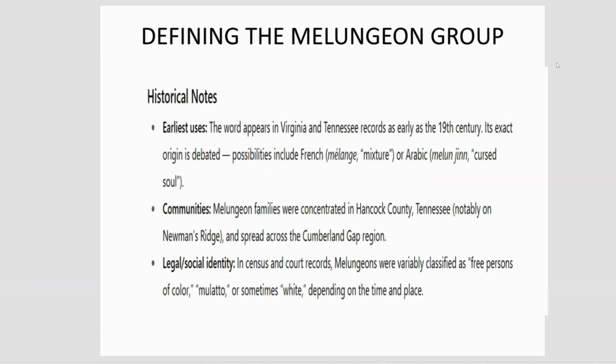The word appears in Virginia and Tennessee records, and possibly derives from French, mélange, meaning mixture, or Arabic, melungeon, meaning cursed soul. The communities were concentrated in Hancock, Tennessee.